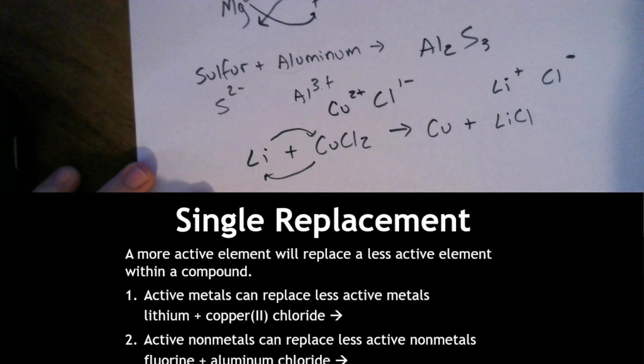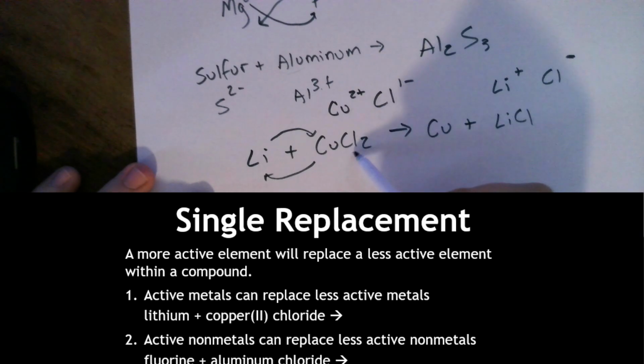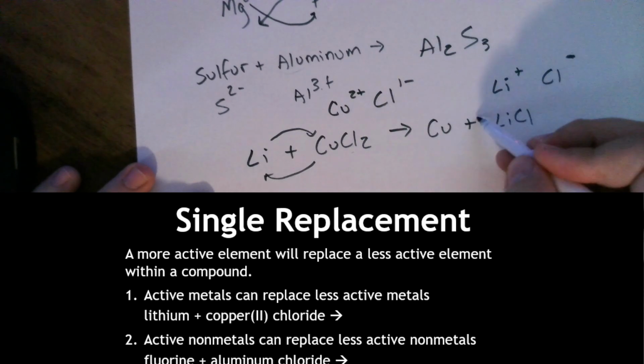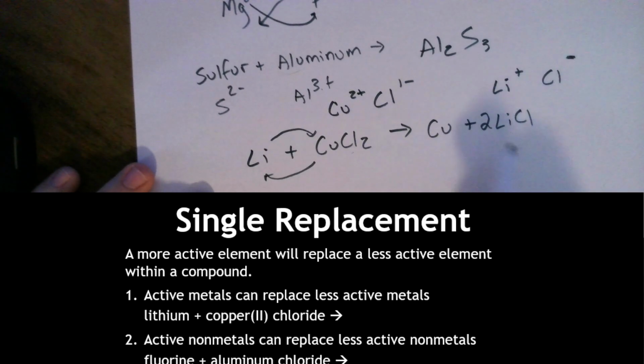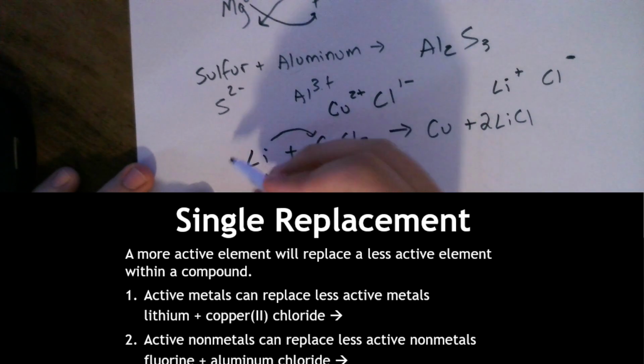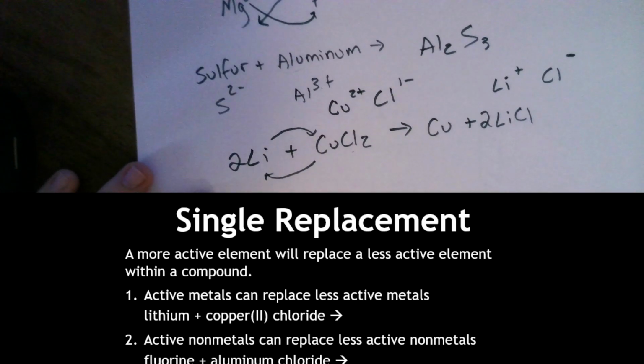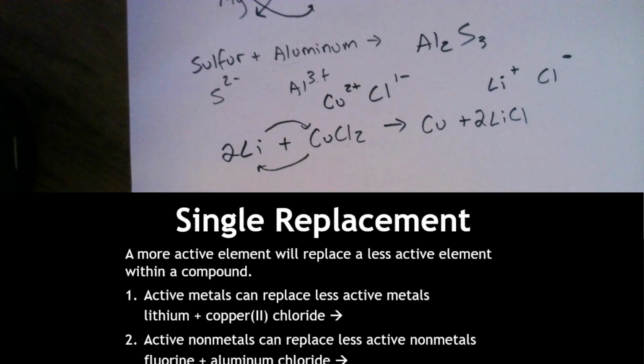Okay, then I just need to balance my equation. I have 2 chlorines over here, so I need a 2 over here, so I have 2 chlorines here, but now I have 2 lithiums, so I need a 2 over here. So that's my single replacement reaction between these 2. The reaction does occur because lithium is more reactive than copper. Then I just have to be careful when I make my ionic compounds to put the numbers, the subscripts, in the right spots.